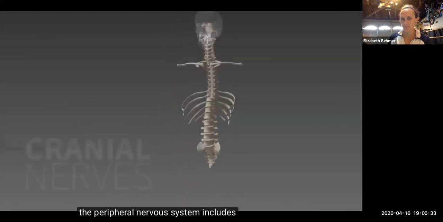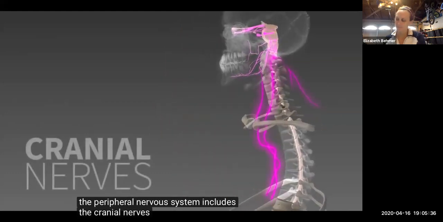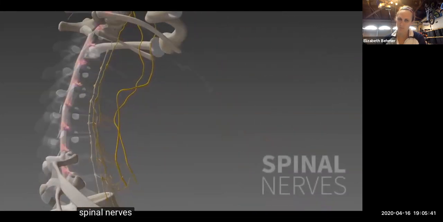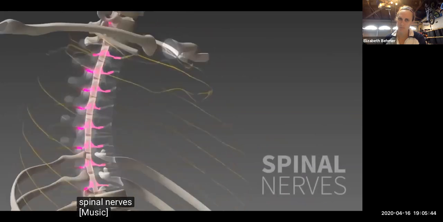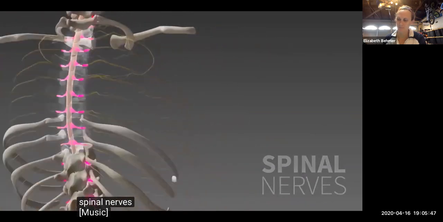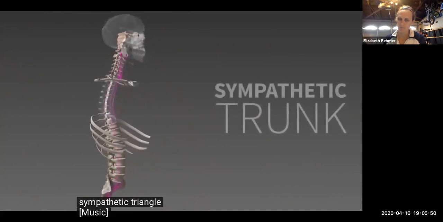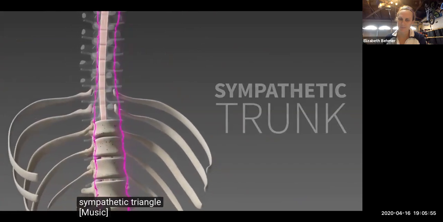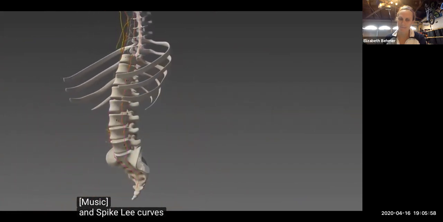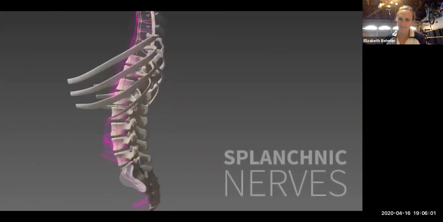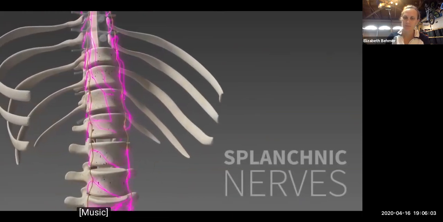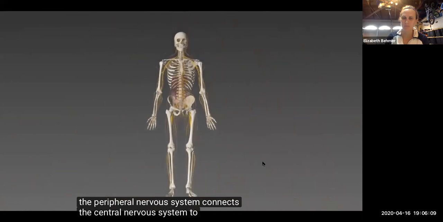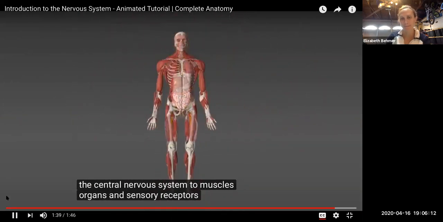The peripheral nervous system includes the cranial nerves, spinal nerves, sympathetic trunk, and splanchnic nerves. The peripheral nervous system connects the central nervous system to muscles, organs, and sensory receptors.